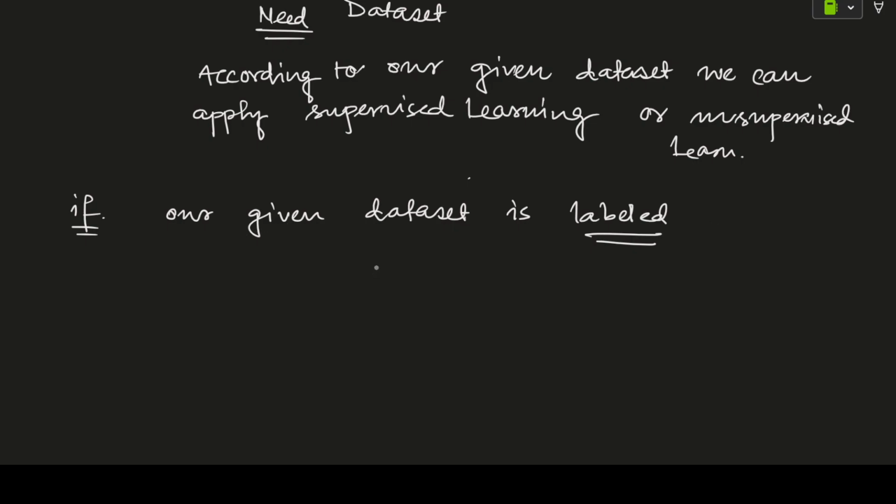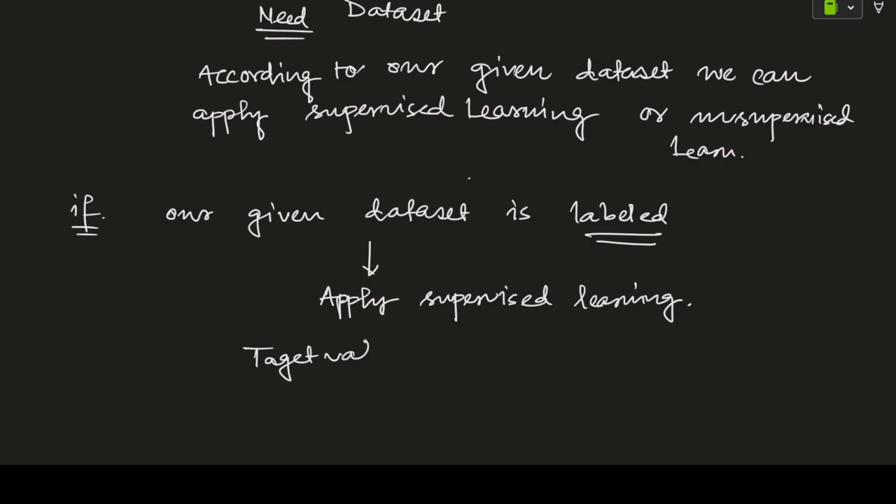So if our given dataset is labeled, then we apply supervised learning. That means when our dataset has a target variable, then we apply supervised learning.